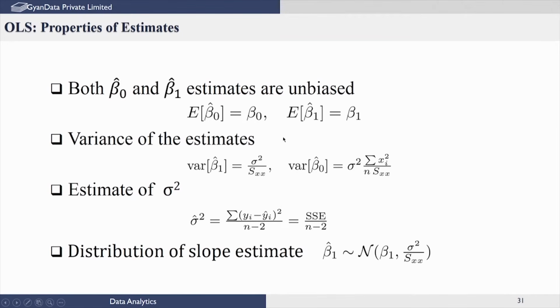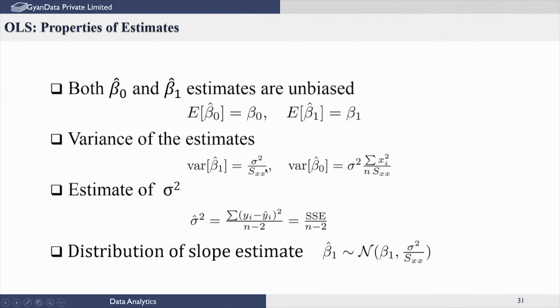The second important property that we need to derive about the estimates is the variability of the estimates. Notice we get different estimates of beta naught hat depending on the sample that we have derived, and therefore we want to ask what is the spread of these estimates of beta naught hat and beta 1 hat if we were to repeat this experiment. We can show, based on the assumptions we have made, that the variance of beta 1 hat will be equal to sigma squared by Sxx.